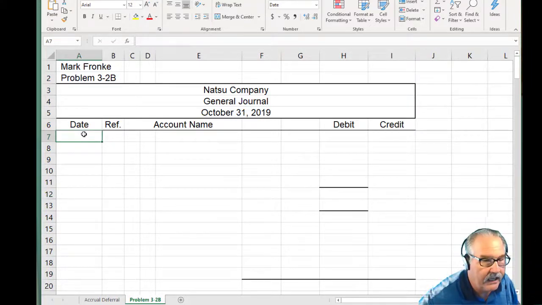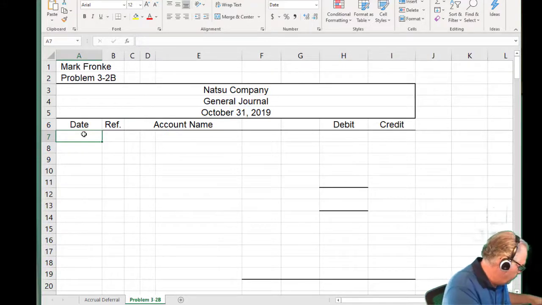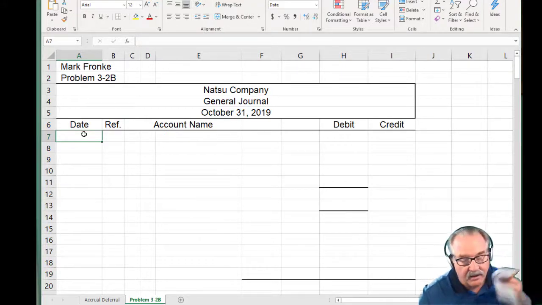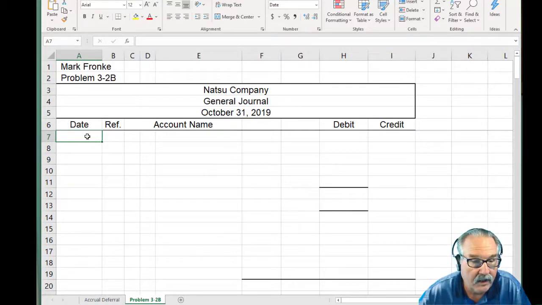Okay, so transaction A says the office supplies account started the fiscal year with a $600 balance. During the fiscal year, the company purchased supplies for $45.70, which added to the office supplies account. The supplies available at October 31 totaled $800. All right, so I'm going to prepare a schedule before I do my journal entry.